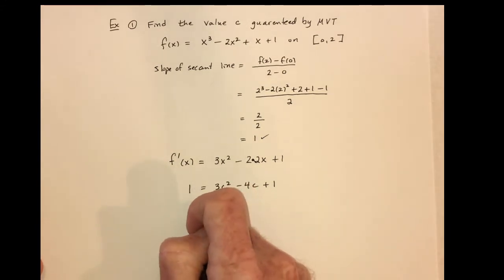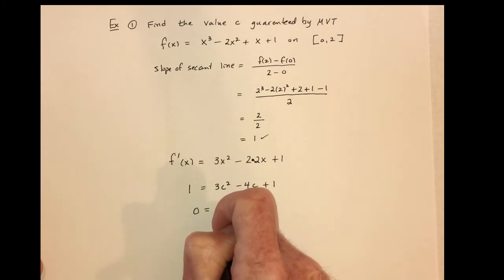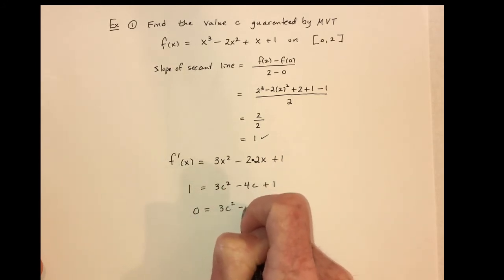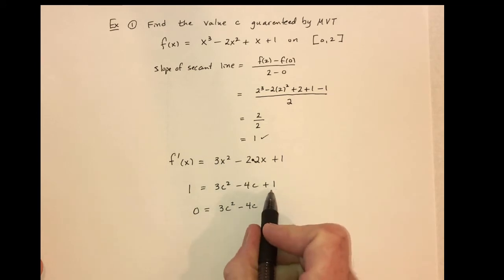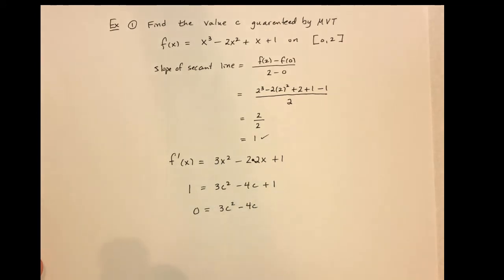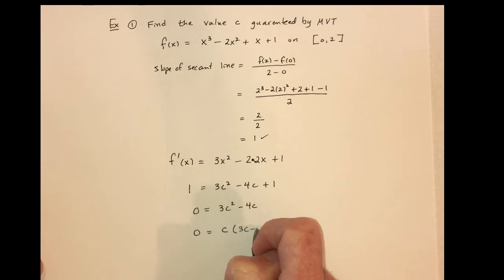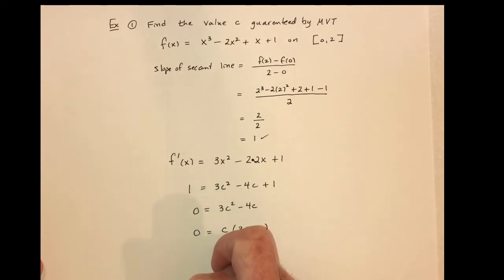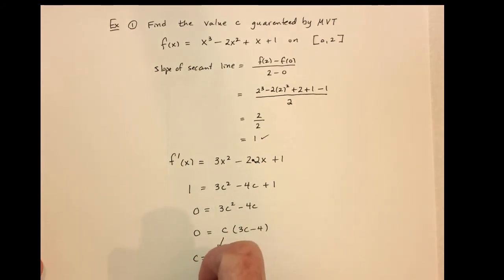So you could subtract 1 from both sides, setting it equal to 0. And when you do, it's going to actually cancel this 1 right here, leaving just this. And then we could factor out c, and then it's going to leave 3c minus 4. So you set this one equal to 0, and set this one equal to 0.